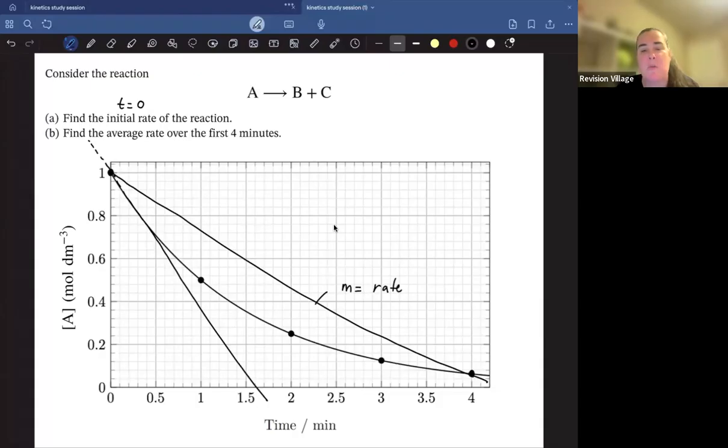Something I do notice is that the rate of this reaction is getting slower over time, and I think that's going to be important for us to understand rates a little bit better.